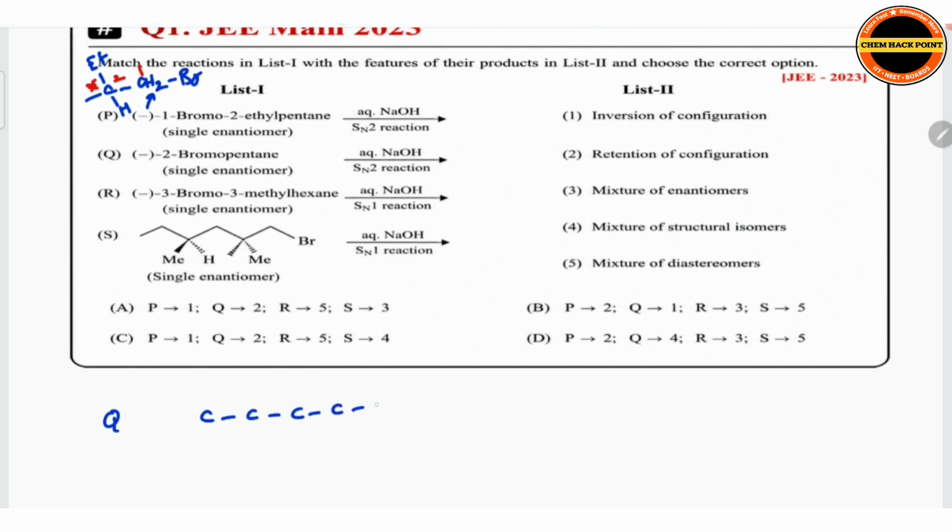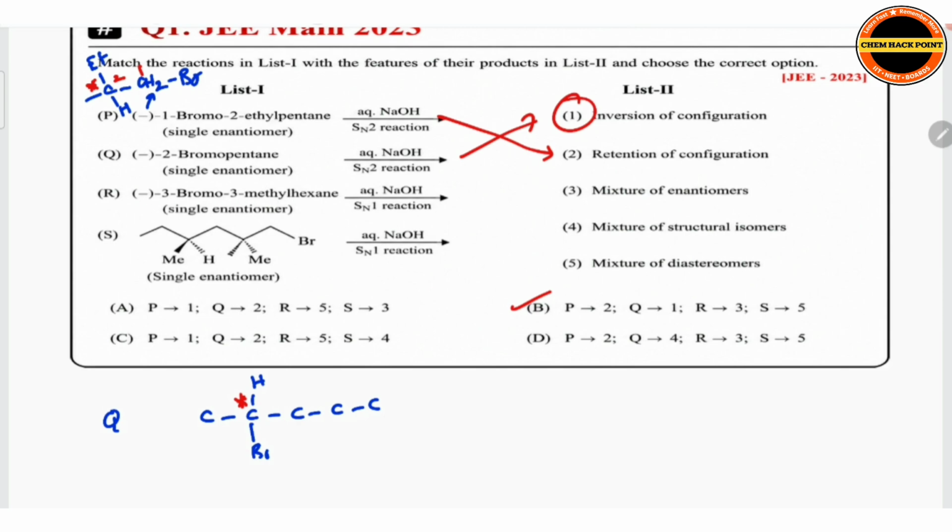2-bromopentane, with bromine here. So it is a chiral carbon because it is a carbon with 4 different groups. For a chiral carbon in an SN2 reaction, it should be inversion. So here you can see inversion for this reaction. For this reaction, retention. So now the overall combination, only option B is the correct answer, but we will see the remaining also. Minus 3-bromo-3-methylhexane.